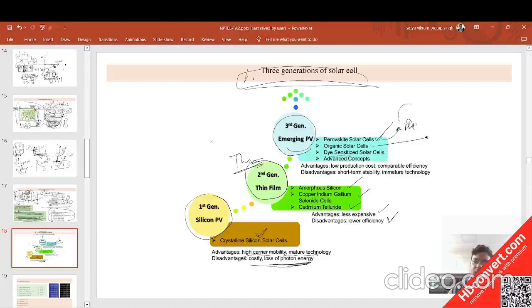And one more is the dye synthesized solar cell, and the advanced concepts are there. So there is a big funda such that this is the first generation, second generation, and third generation. The first generation is basic normal silicon PV based cell, and second is the thin film based cells, and third generation is the emerging.